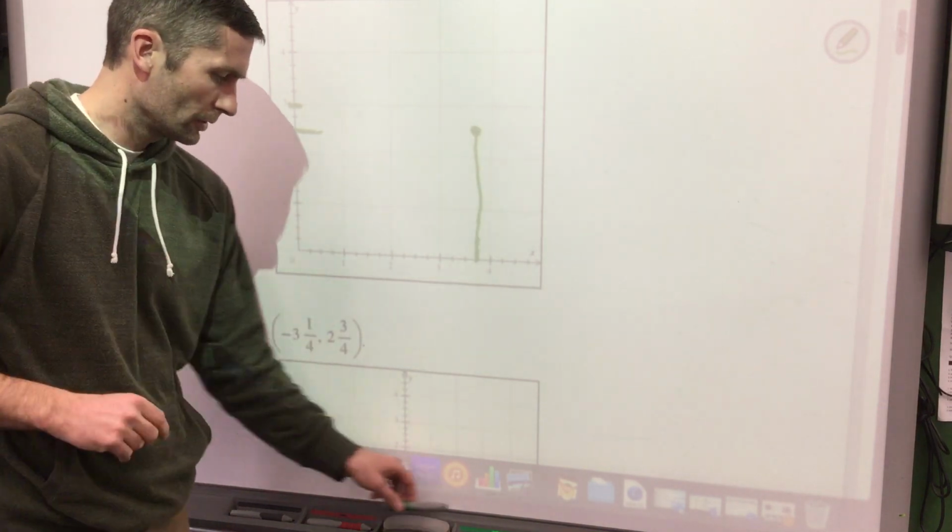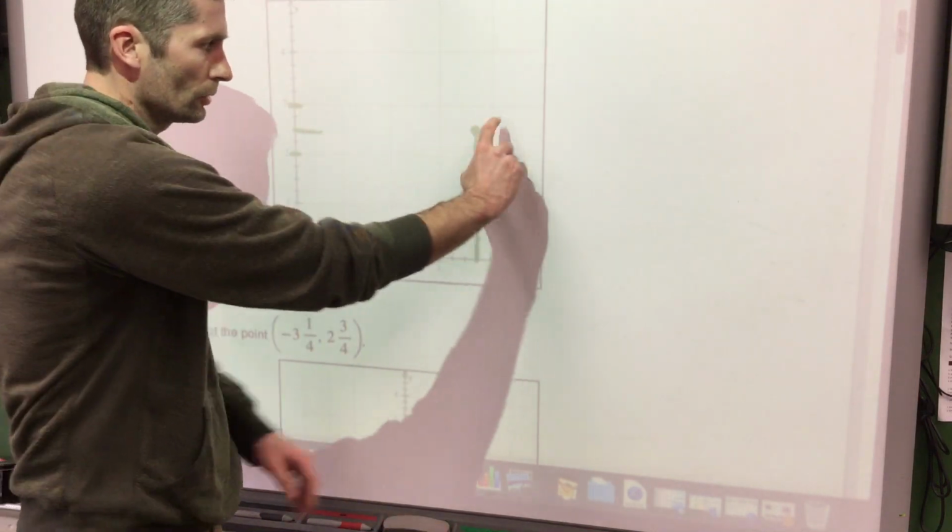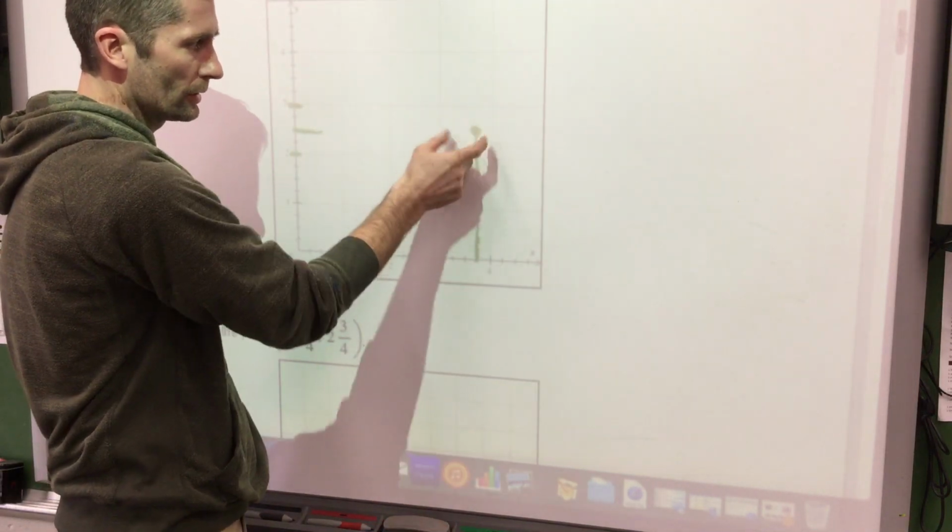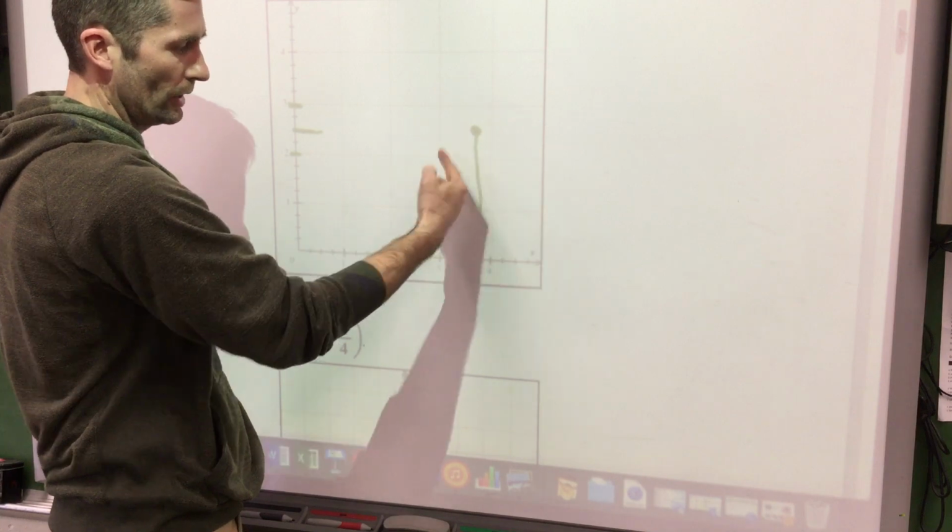It's a little bit difficult to do on a screen, but if you play around with it a little bit, you'll be able to tell you're halfway between the lines. You're more than halfway to 4.